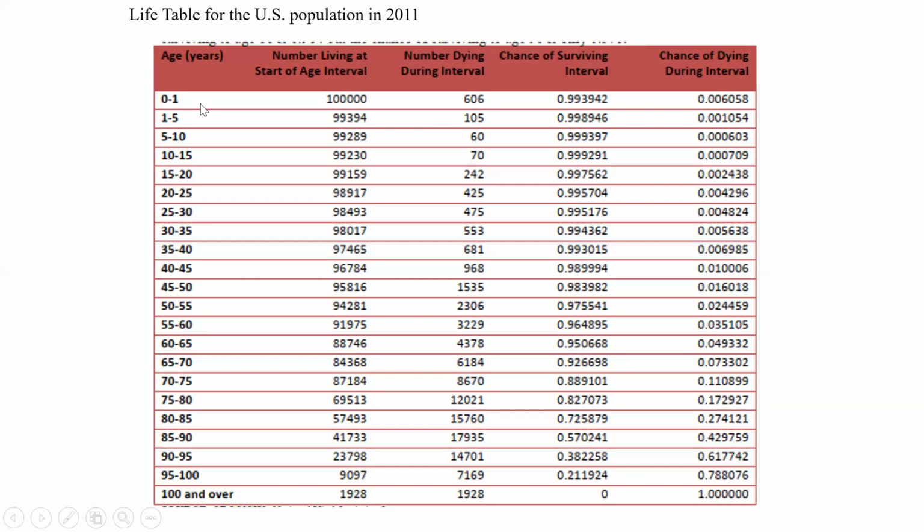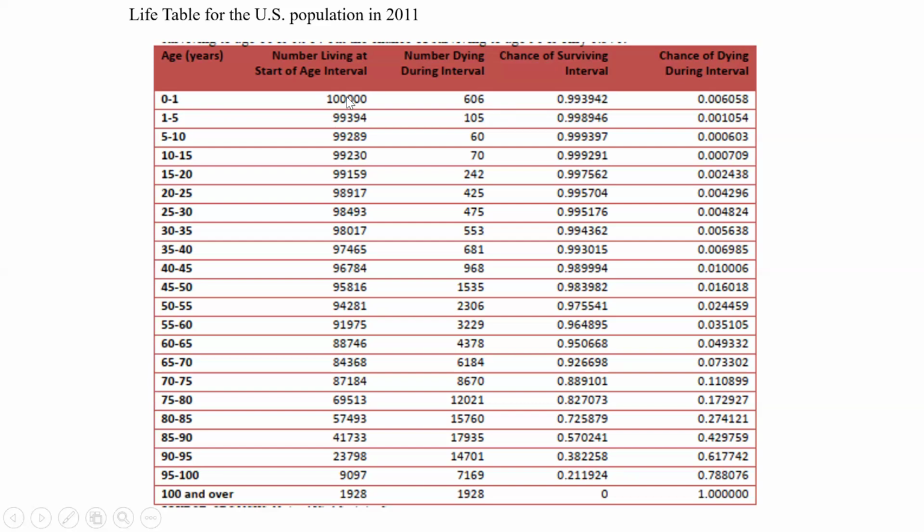So it's from 0 to 1. There are 100,000 people, all right, 100,000 people. And the number dying during this interval was 606. The chance of surviving the interval was 0.9934942. The chance of dying during the interval is 0.006058. You see, the chance of dying is very low compared with the chance of surviving, 0.999. When you have the notes, I want you to find out how these numbers came up.